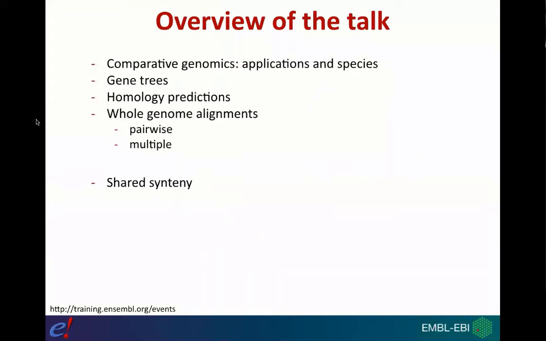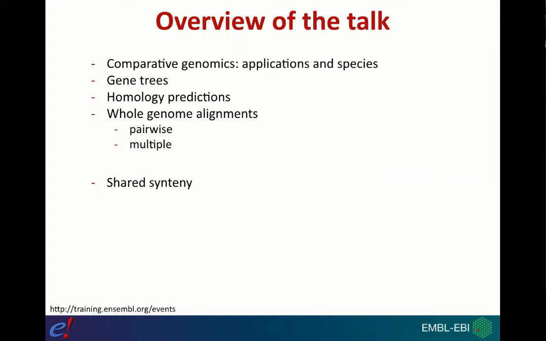So in this session, we're going to split the session into two main themes. Firstly, we're going to think about the analyses that we can perform when we're comparing the genes from one species to another. So we're firstly going to think about the gene trees that Ensembl computes, and then we're going to think about how we use those gene trees to make homology predictions, so looking at ortholog and paralog relationships.